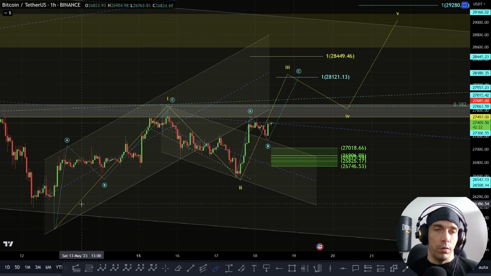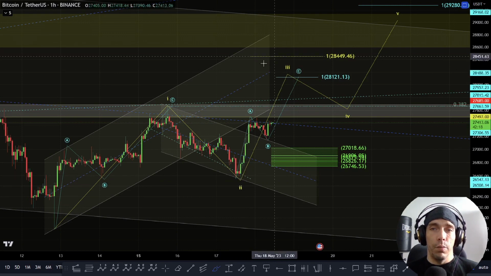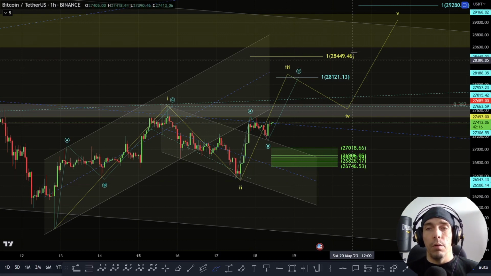Now, we also have that other alternative where we're looking at this as a wave 1 in a different way, in which case if we blast through this 1-to-1 area, that would be probably what is going on then.